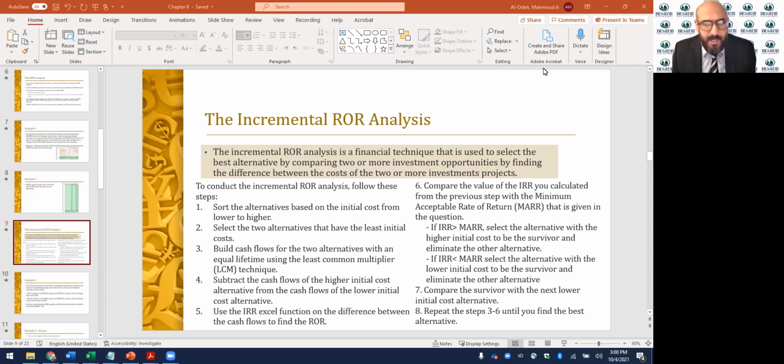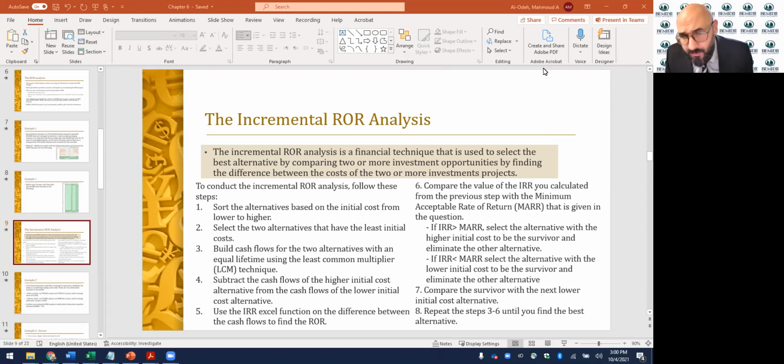Okay, here are the steps that we need to do, and these may not make sense to you at this time, but we're going to read them for now, and then we will apply them on an example and see how we could benefit from these steps. These steps will summarize it for you, and you will have to come back to it as a reference all the time whenever you do an incremental analysis.